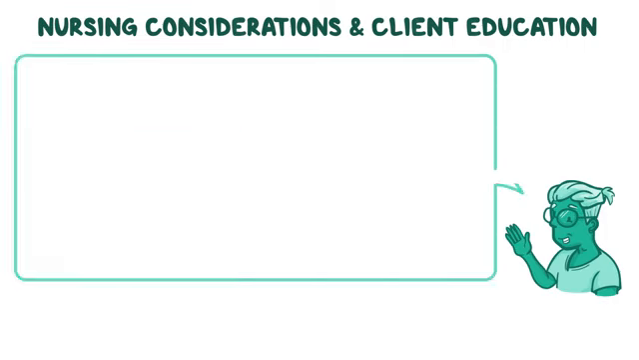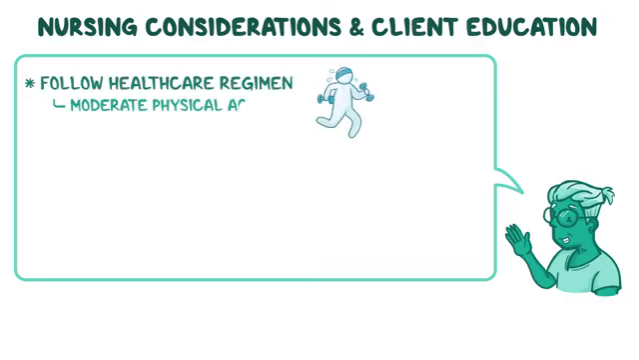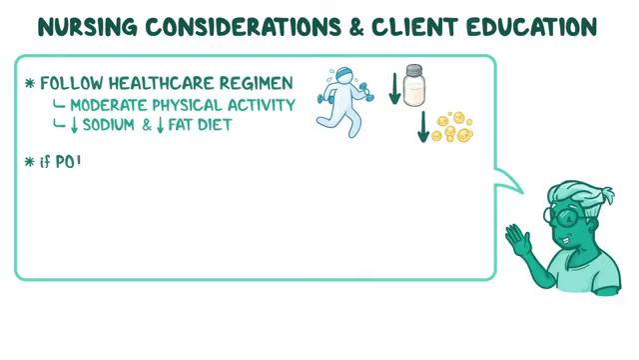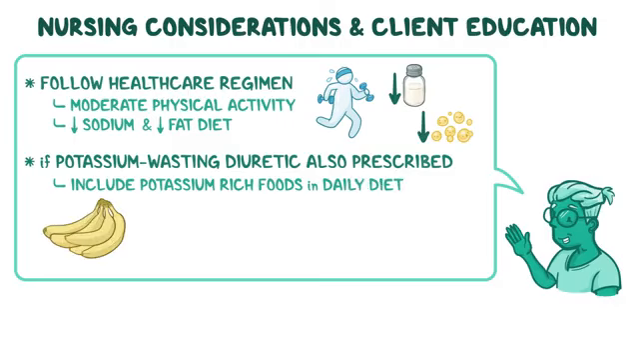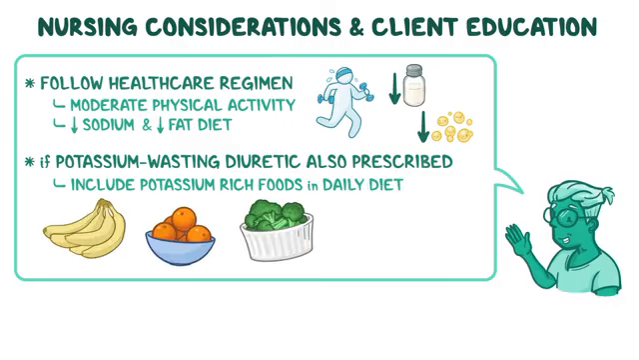Next, remind your client to closely follow their healthcare regimen, including moderate physical activity and a low-sodium and low-fat diet. If a potassium-wasting diuretic is also prescribed as part of their medication regimen, teach them to help maintain a normal potassium level by including some potassium-rich foods in their daily diet, such as bananas, oranges, broccoli, and potatoes.